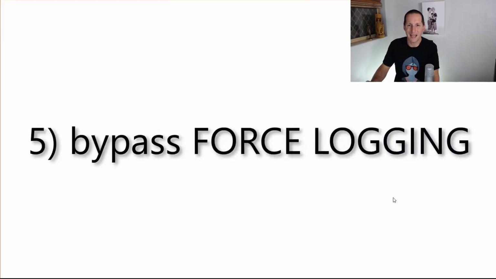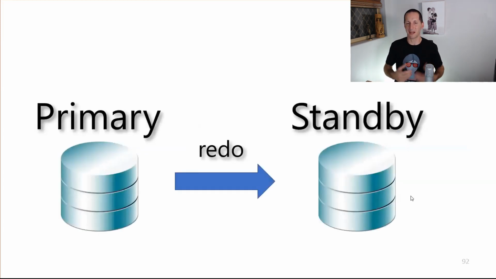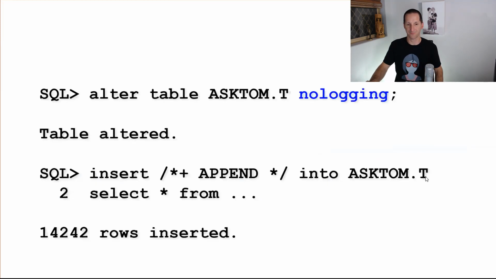Number 5, bypassing force logging. Now, a bit of background. What is force logging? Well, most of us DBAs have things called standby databases. And if not, you should have one because they're awesome. They're so powerful. You can do all sorts of cool things with them. But the way a standby database is kept in sync with the primary is by the transmission of redo. As changes occur in the primary, they get transmitted by the redo logs over to the standby, and the standby is kept up to date by effectively doing a database recovery in real time.